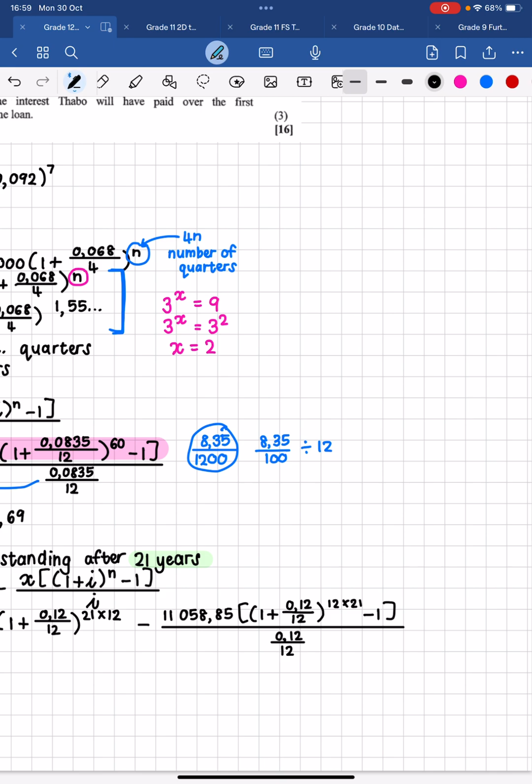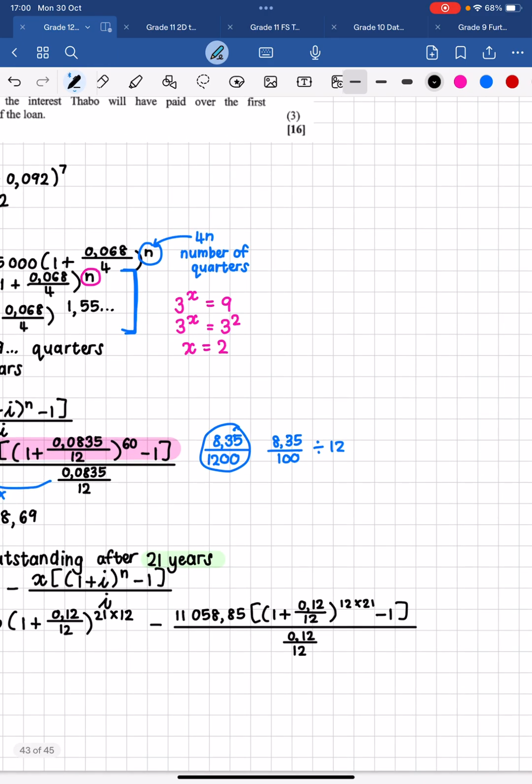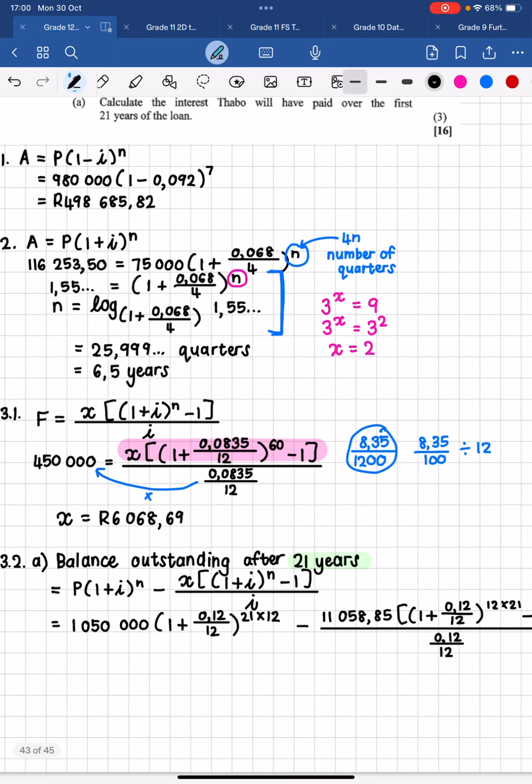Alright, I'm just almost done calculating this. It's a lot of typing in to do. Alright, I hope I haven't made a mistake. 419,000.